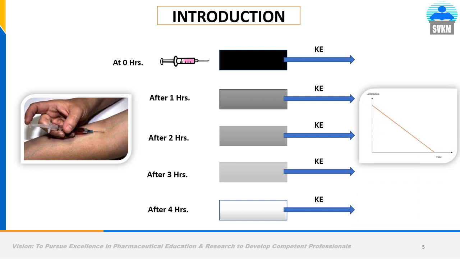So IV bolus shows first order kinetics. First order kinetics depends on the concentration of the drug. As the concentration of the drug increases, the rate of reaction will also increase. But here, initially at 0 hours the concentration of the drug is at its maximum, and as the time increases the concentration of the drug decreases. So it shows first order kinetics.